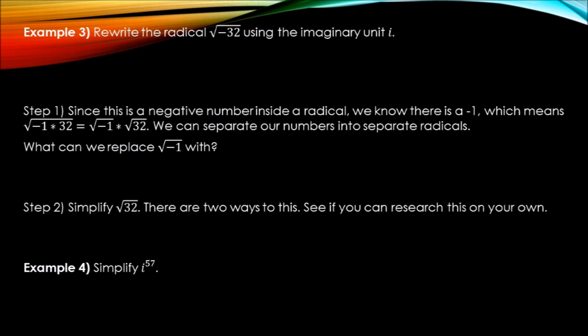Step 2. Simplify radical 32. There are two ways to do this. See if you can research this on your own.